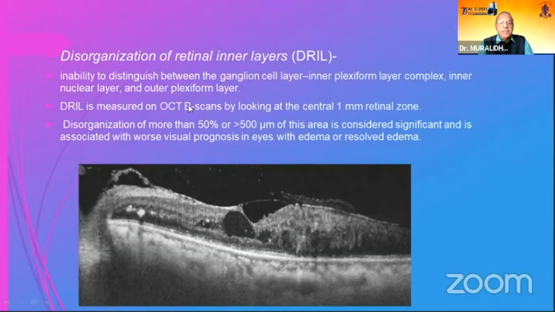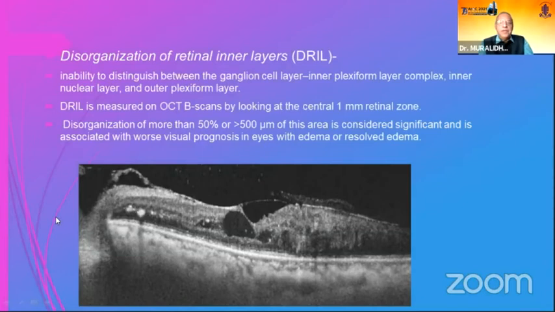How do you see this? This is measured on OCT B scan by looking at the central 1 millimeter of the retinal zone around the fovea. And if there is this kind of a disorganization involving more than 50% of the area or more than 500 microns, this is considered a significant DRIL, and this has been shown to be associated with worse visual prognosis with edema or resolved edema. Mind you, in a patient who has cystoid macular edema and swelling, sometimes it is difficult to assess the DRIL. So when the patient responds and the edema resolves, then you can assess the DRIL better and see if this was the reason why this patient's vision did not improve.